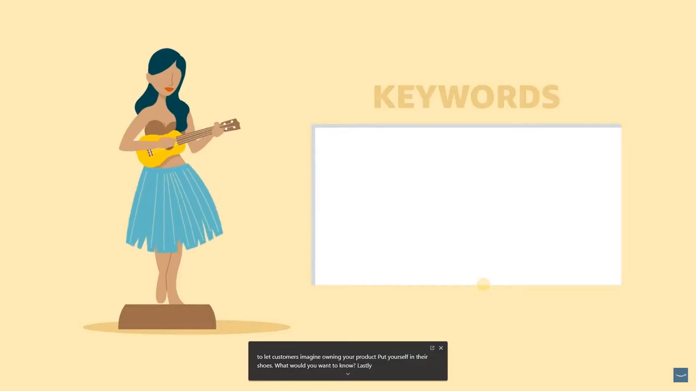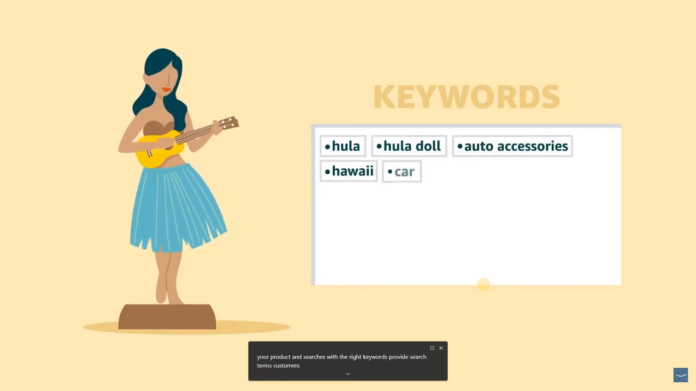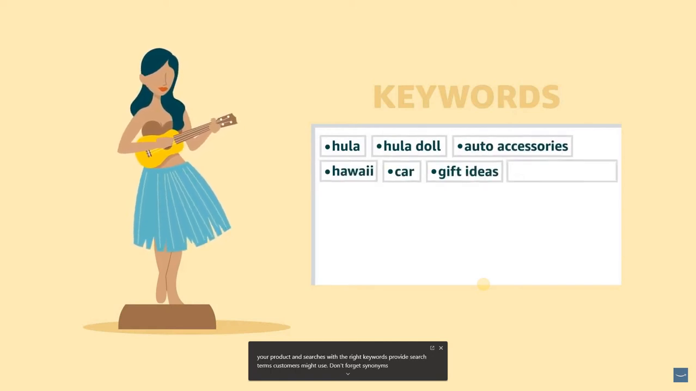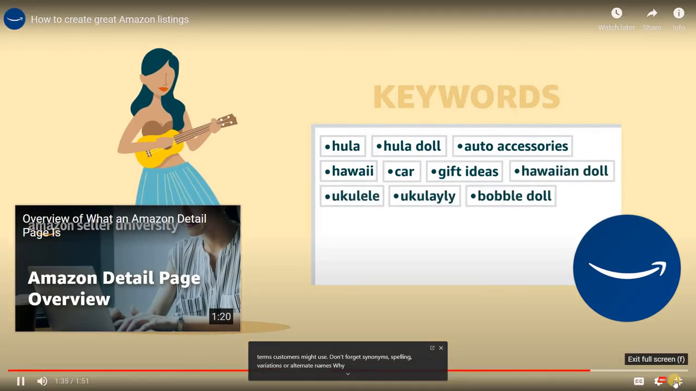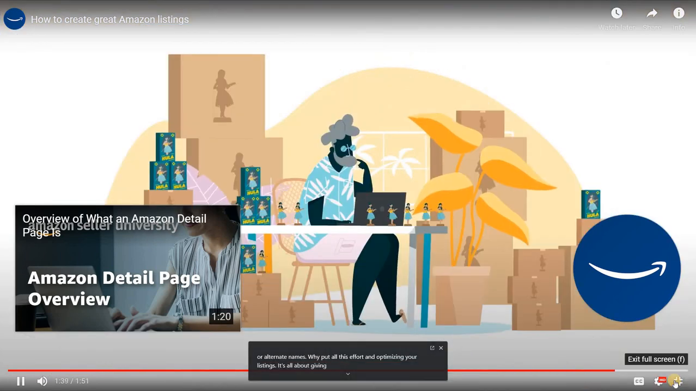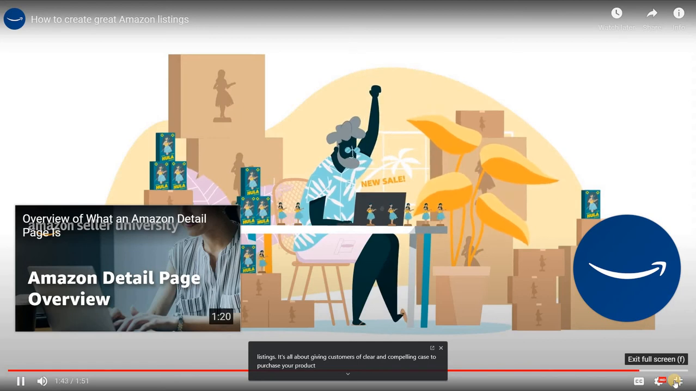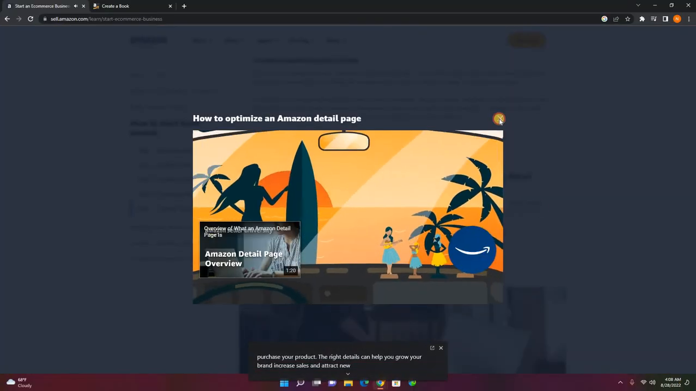Lastly, help customers find your product in searches with the right keywords. Provide search terms customers might use. Don't forget synonyms, spelling variations, or alternate names. Why put all this effort into optimizing your listings? It's all about giving customers a clear and compelling case to purchase your product. The right details can help you grow your brand, increase sales, and attract new customers.